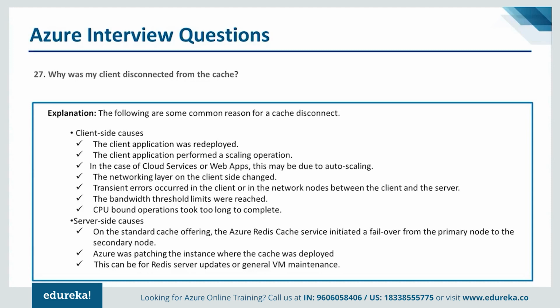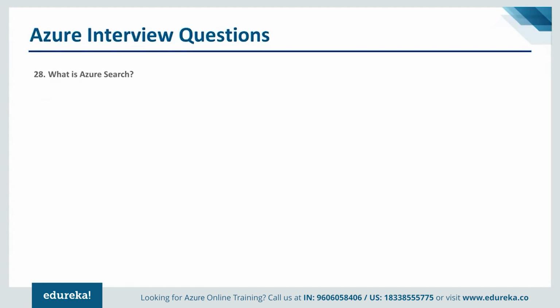Then you have a few server-side issues also. On the Standard cache offering, the Azure Redis Cache service initiates a failover from the primary node to the secondary node. Azure may also be patching the instances where the cache was deployed, and this can be Redis server updates or general VM maintenance. Then you have, what is Azure Search?